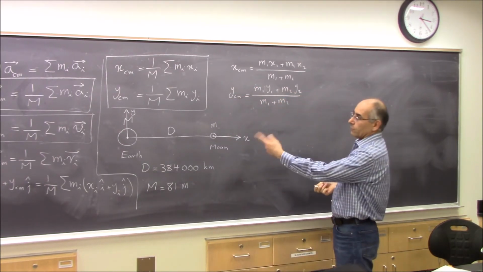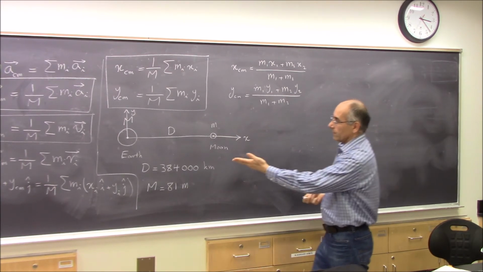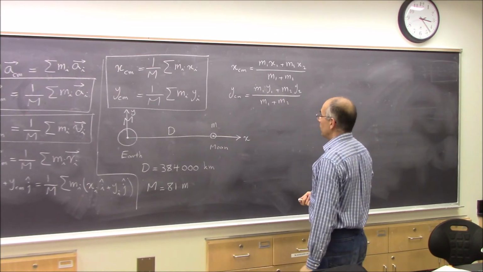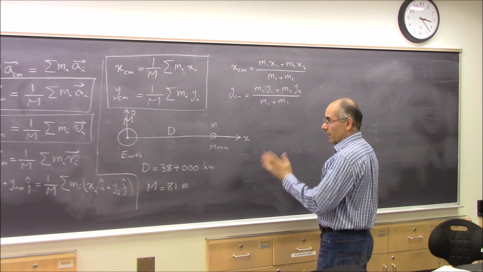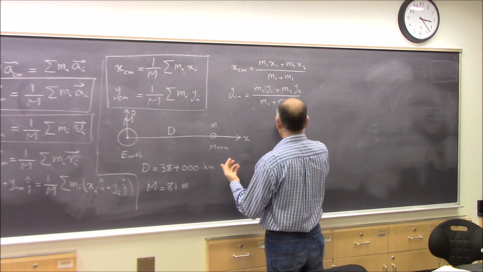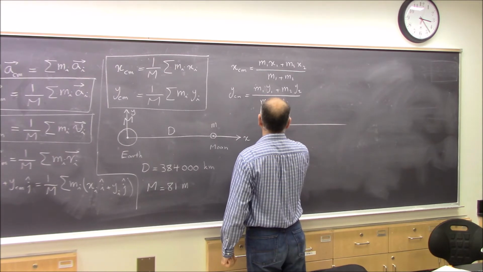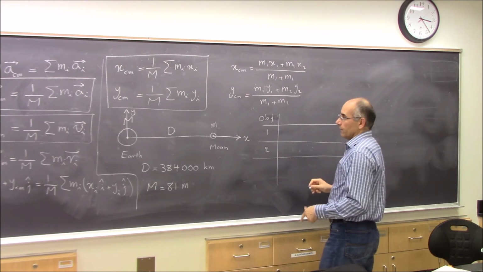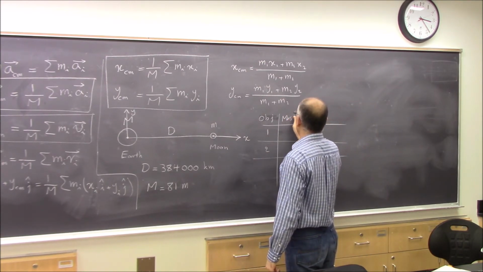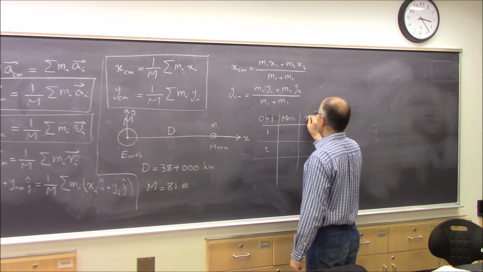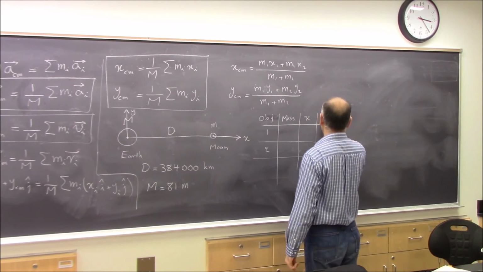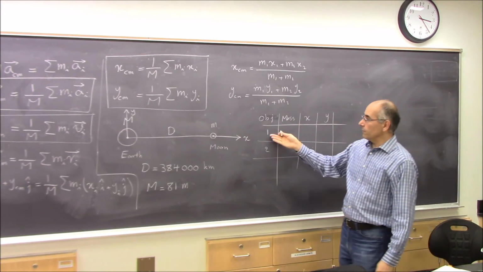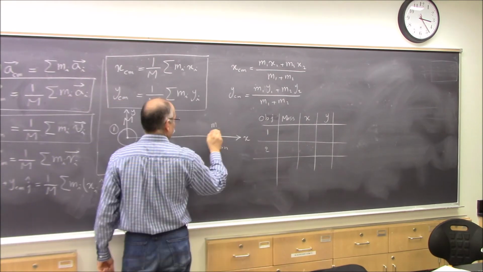So now we have a coordinate system, we have 2 masses, we know what M1 is, we know what M2 is, and now because of the coordinate system, we know all the x and y's. So usually we make a table of values. Let's say this is object 1 and 2, we have two objects, right? For each one, we have the mass, and we have x, and we have y, and then we can calculate all of those, right? So let's say the Earth is object number 1, the Moon is object number 2.